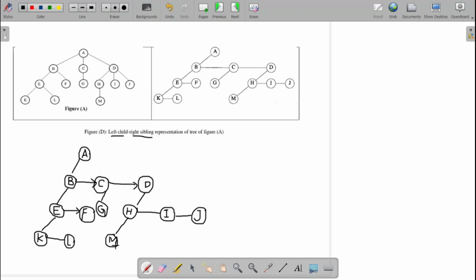Right? So this is your left child right sibling representation. First we write the immediate left child and we connect its siblings to the right side. This is the second representation we have learned. The first one is the list representation, the second one is the left child right sibling representation. Let us continue.